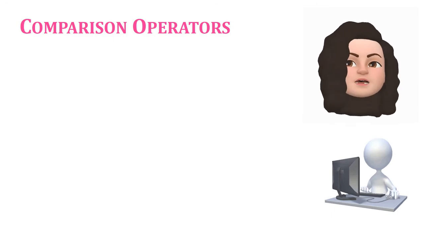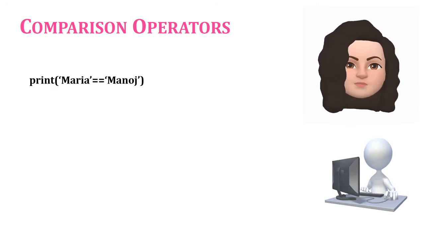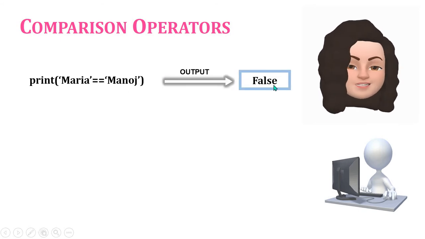Next example. Maria equal to Manoj. Print Maria equal to Manoj. So how will this compare? First compare the first letter. M is equal to M. So the next one is also the same, a. Then r. In the next step, r is compared to n. Is r equal to n? No. So hence it will return the output as false. One by one letter you have to compare. So Maria not equal to Manoj.